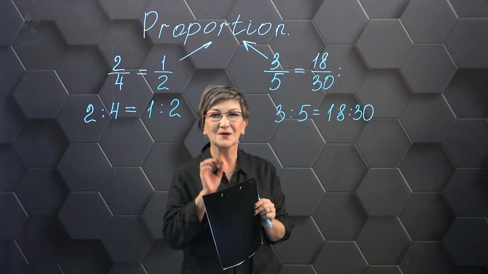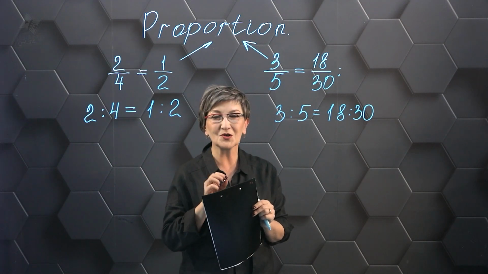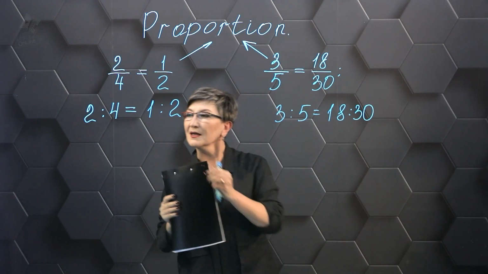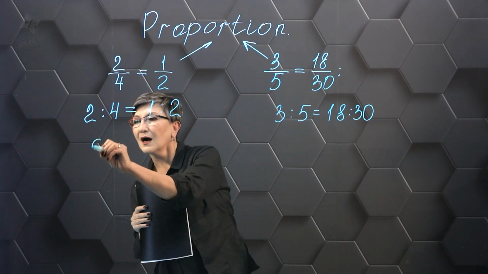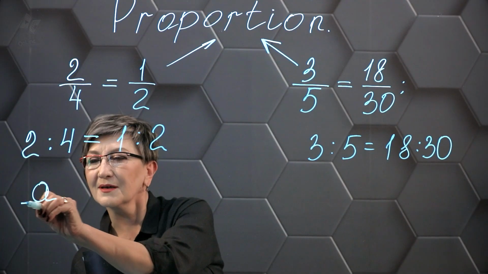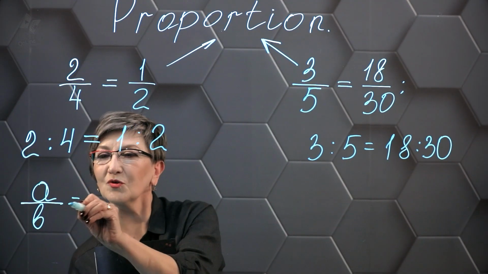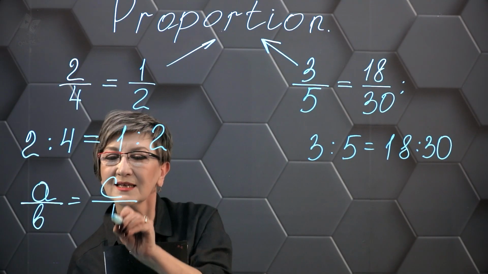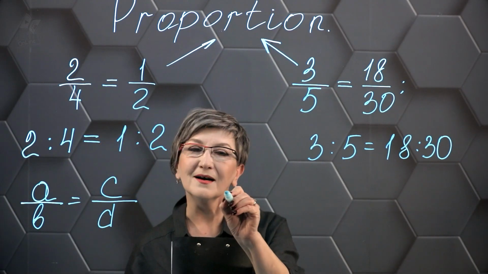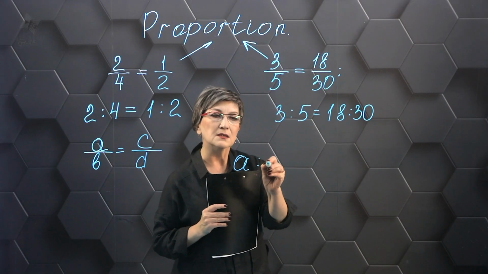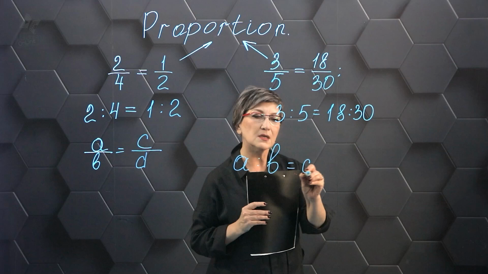So we can write the proportion using letters. Let's write it down. A divided by B equals C divided by D. Or A to B equals C to D.